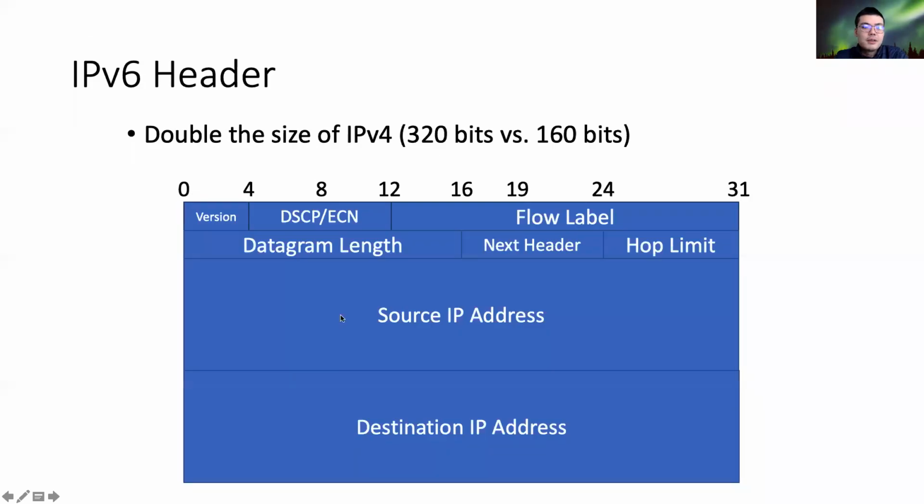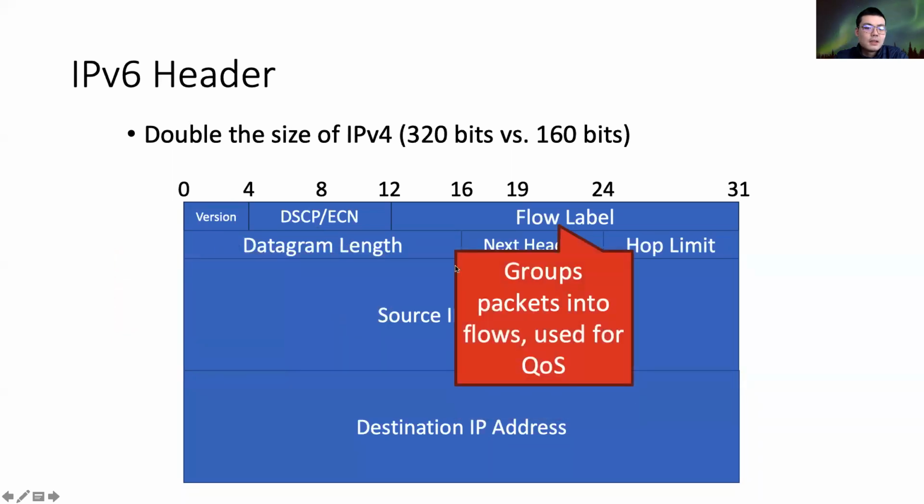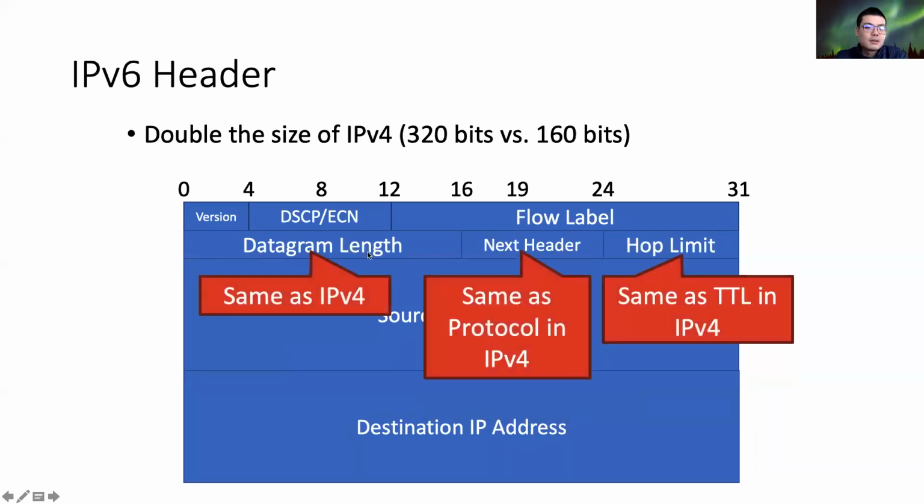And here's the IPv6 header. We discussed that before, so we will just move quickly. Version 6, okay? And this is quality of service, for QoS, which groups packets into flows. And there's a datagram length, which includes also the data payload. This is just the header here. And the next header is really the protocol, like TCP or UDP, encapsulated in this IP datagram.